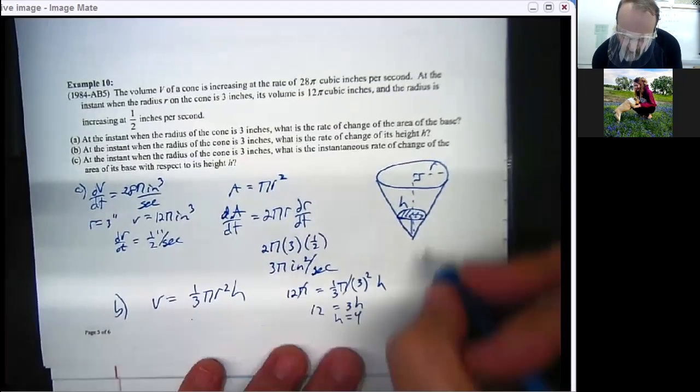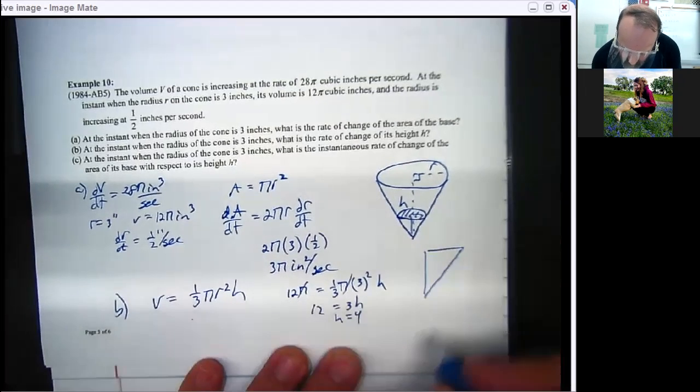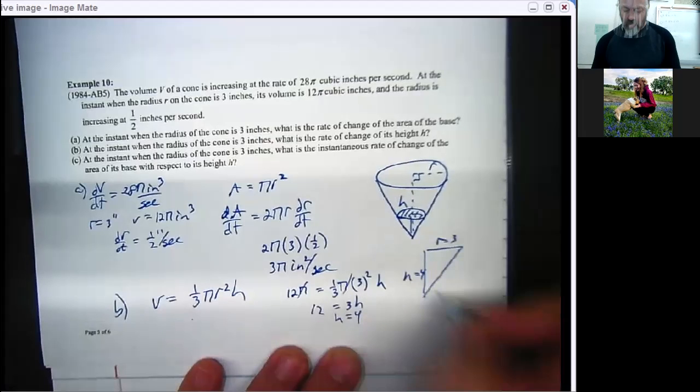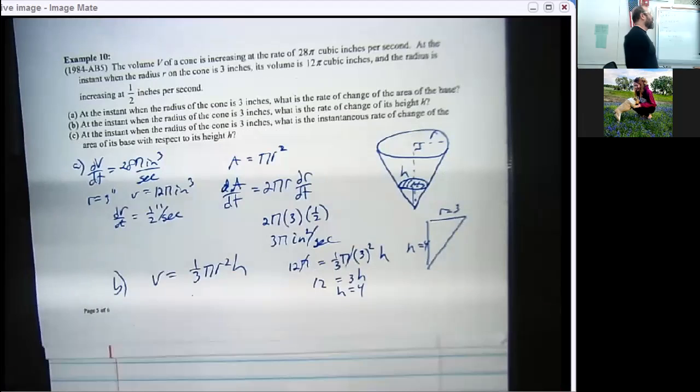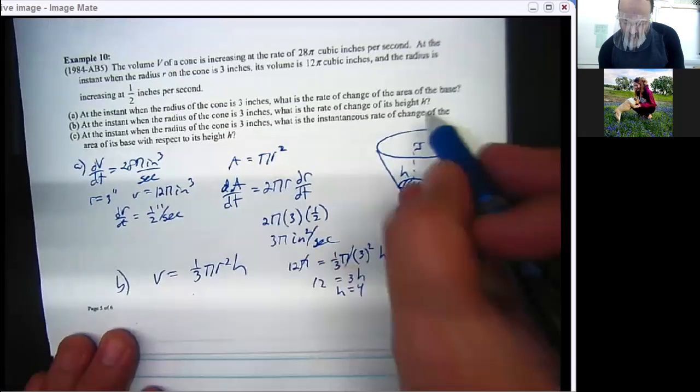Well, that's kind of important because that means in this problem, when the radius was 3, the height was 4. We're going to use that down the line. What am I telling you the ratio of the radius to the height is every single time? It's 3/4. Which means if I have that and I come over to here, what is the rate of change of the height?